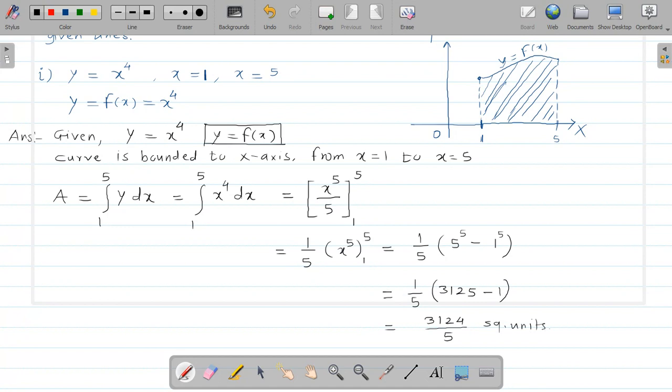So see how to find the area of the given curve bounded by that curve and the x-axis. If the limits of x are given to you and the function is in the form y is equal to f of x, then we have to find the area bounded by the x-axis. So you have to integrate the given function with respect to x, and the answer of that definite integration, here 3124 upon 5, is called the area bounded by that particular curve and the x-axis from 1 to 5. Okay.